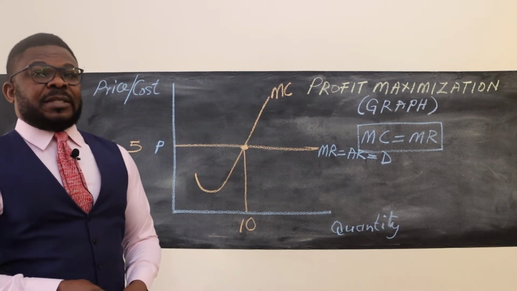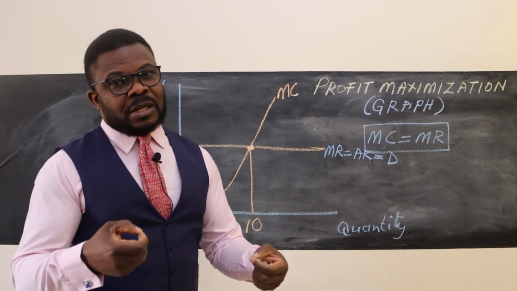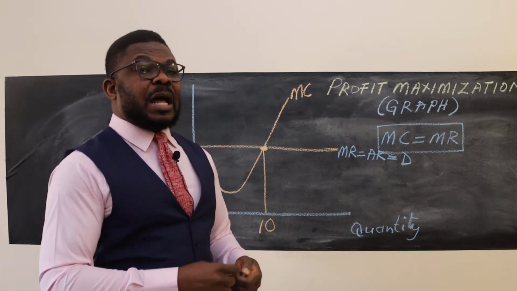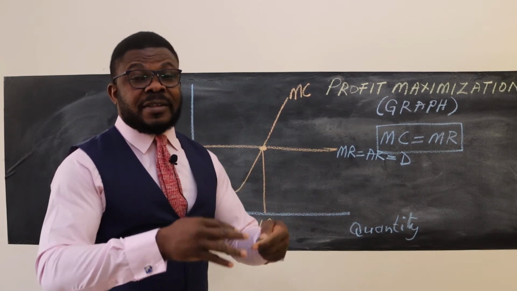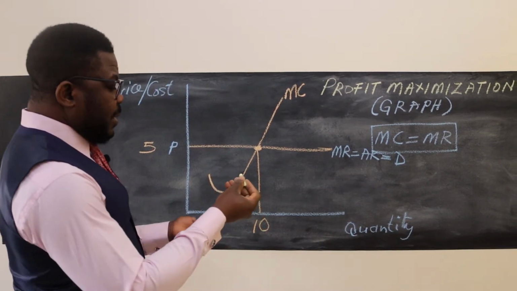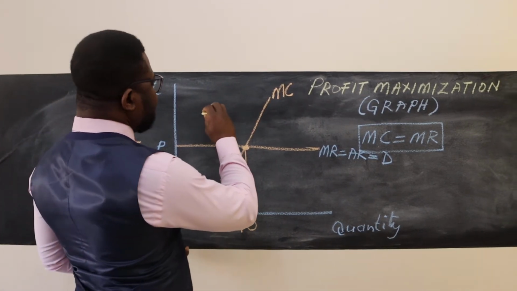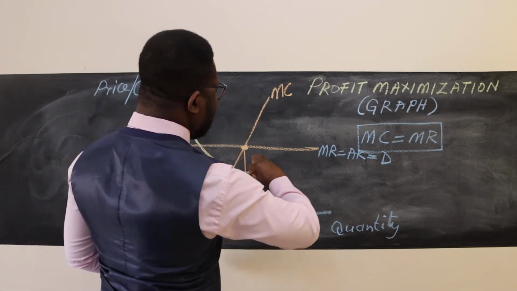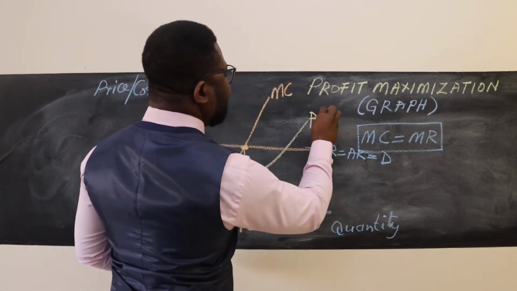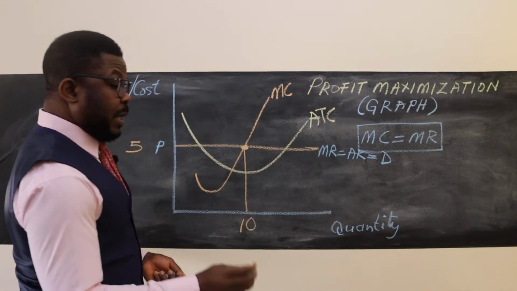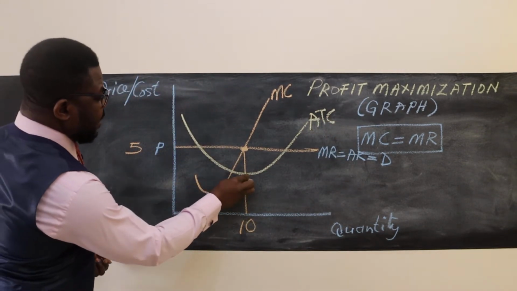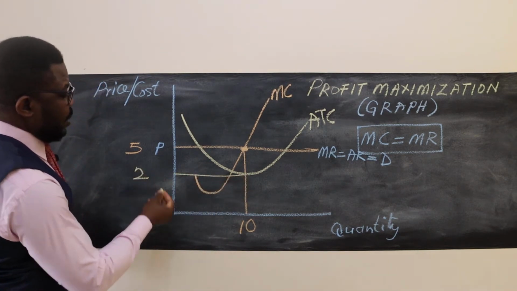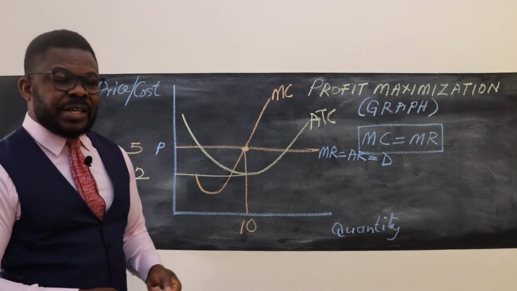What you need to look for next is the average total cost. This normally would be in the question, but I'm doing this step by step so you can see how things are broken down. So let's put the average total cost curve, ATC. For example purposes, let's say there's a value here, and this is 2. So our average total cost is 2.